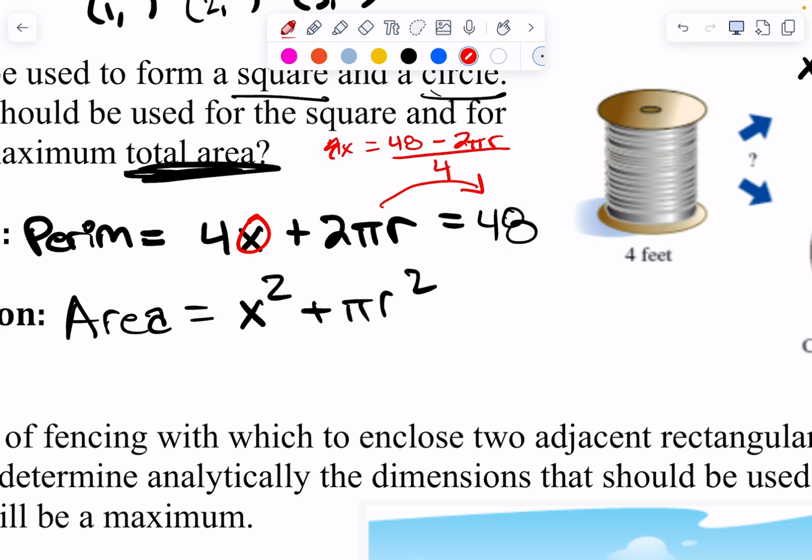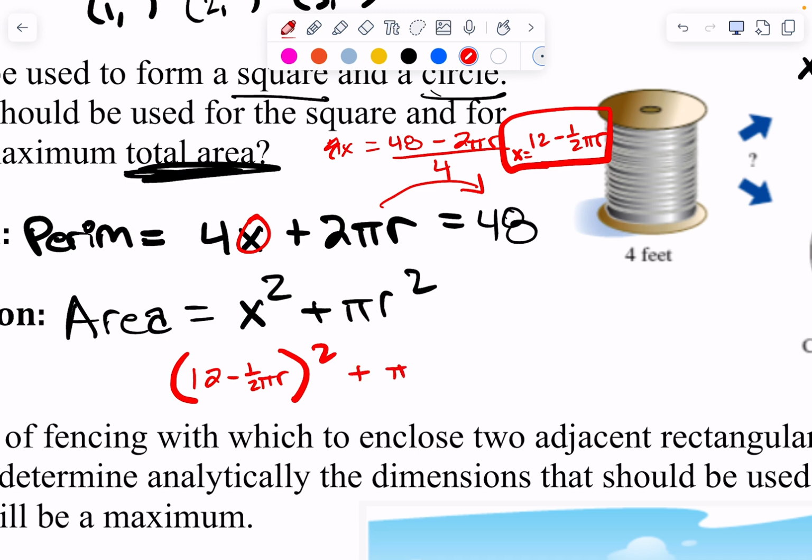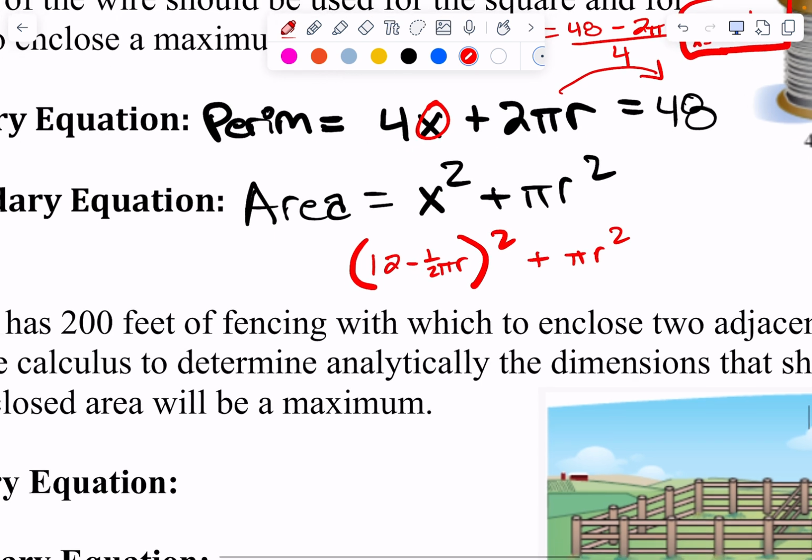So x is going to be 12 minus 1/2 pi r. Can I do it like that? That's what x is. X equals 12 minus 1/2 pi r, and I want to square that, plus pi r squared. Ooh, gross. Now what?